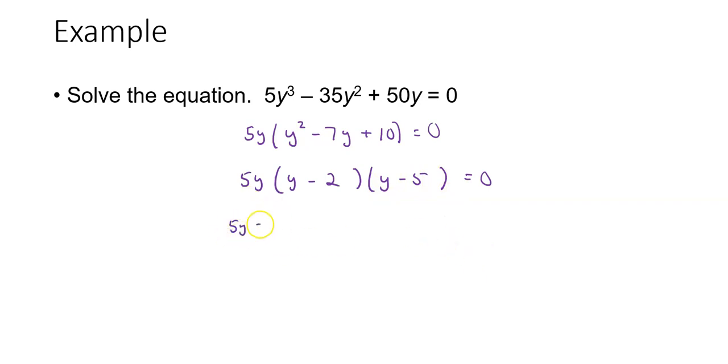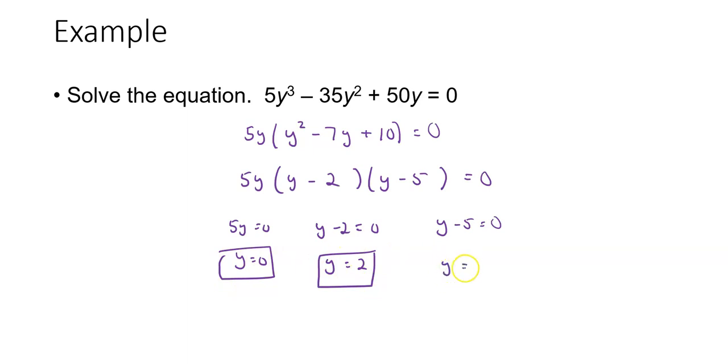Either 5y equals 0, y minus 2 equals 0, or y minus 5 equals 0. Because if we're multiplying things and getting 0, then at least one of those terms has to be 0. So here we get y equals 0. Here we add a 2 to both sides, so we get y equals 2. Here we add a 5 to both sides and get y equals 5. And again, don't divide step 1 by y. Because if you divide by y in the first step, you're going to lose one of your roots. Specifically, that y equals 0.